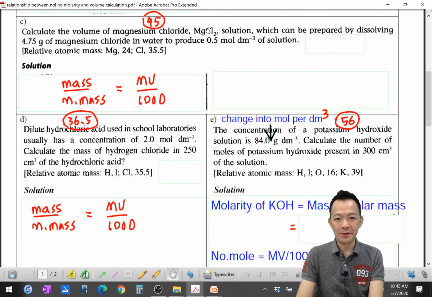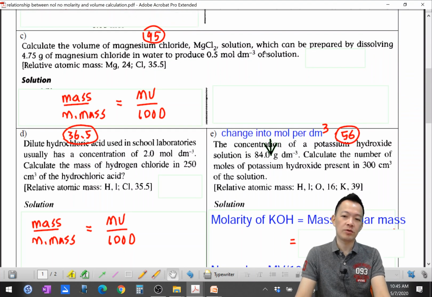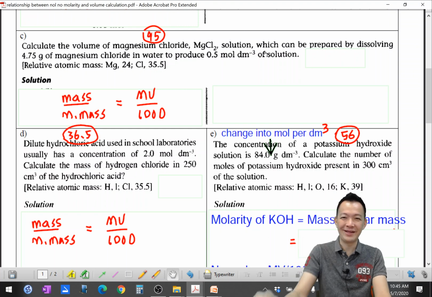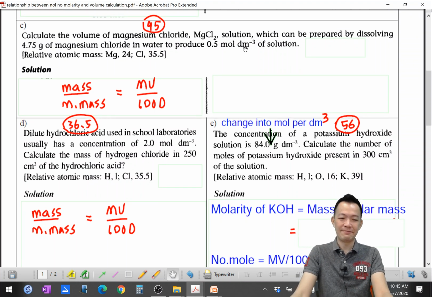Calculate the volume of the magnesium chloride solution, a medicine, maybe used for headaches, I'm just guessing, which can be prepared by dissolving 4.75 gram of magnesium chloride in water to produce 0.5 mol per cubic cm solution. How do we make this example into a real example in our life?